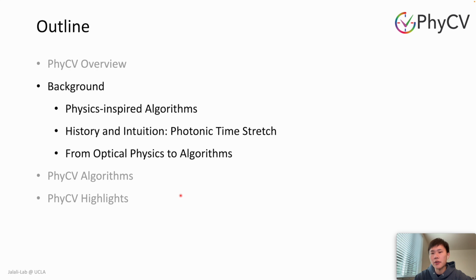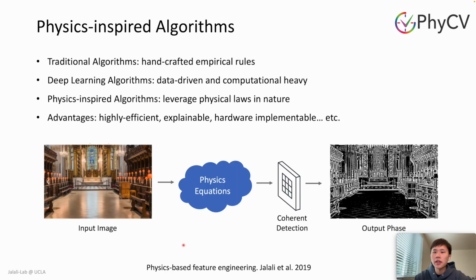To get started with the background, I would like to elaborate more on the term physics-inspired algorithms and also spend some time on the history of how to derive algorithms from optical physics. Unlike traditional algorithms that are a sequence of handcrafted empirical rules, or deep learning algorithms that are usually data-driven and computationally heavy, physics-inspired algorithms leverage physical laws of nature as blueprints. These algorithms are low-dimensional in parameters, highly efficient, and interpretable. Also, they can in principle be implemented in real physical devices for fast and efficient computation.